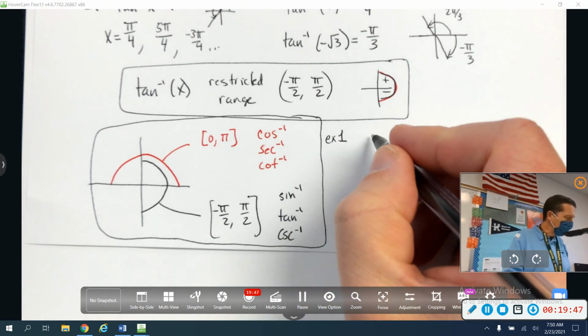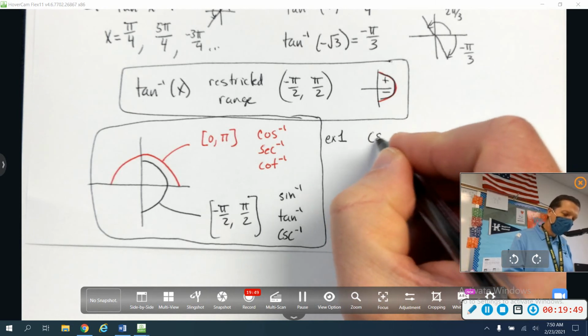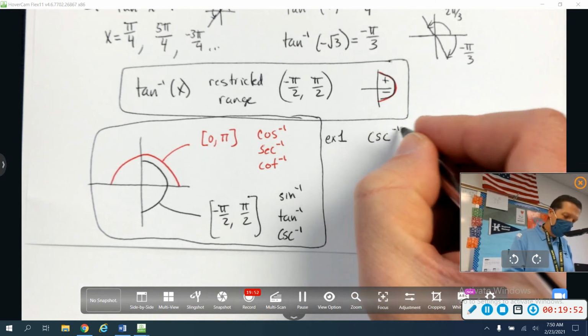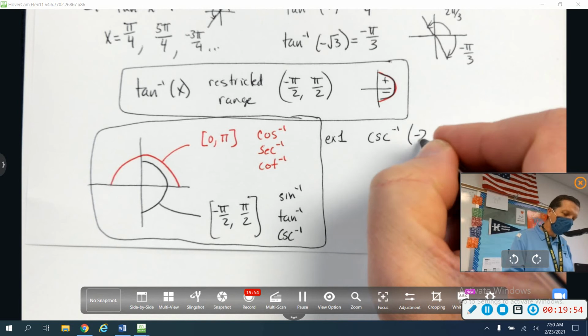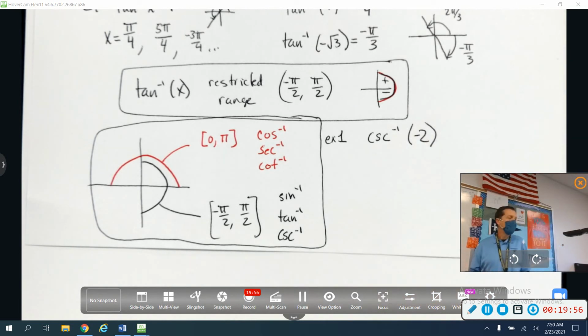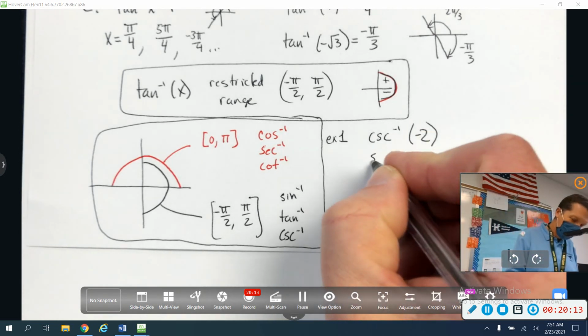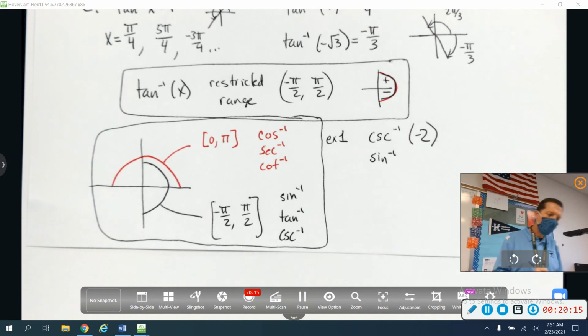So here's what the problems are going to look like. They're going to be very, very straightforward. You have to know the unit circle, but the problems are straightforward. Inverse cosecant of negative 2. Well, nobody messes with cosecant. What would you rather deal with? Who's the partner of cosecant? Sine. So let's change this to inverse sine.